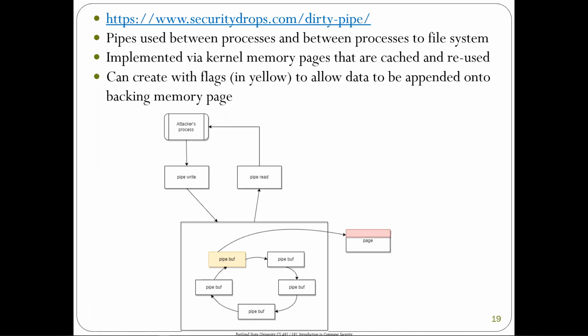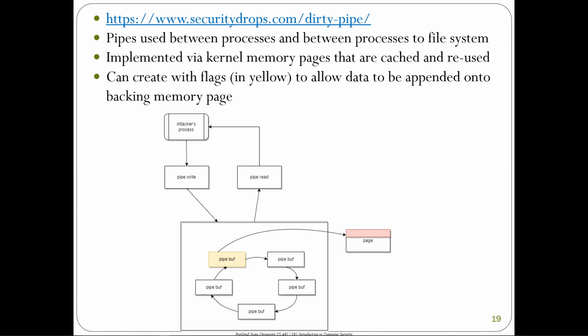This is shown as a circular array of pipe buffer entries that point to the actual pages. Now, because this is a pipe and you're getting data from one end and reading it from the other, pipes naturally should be implemented with this append flag, right?